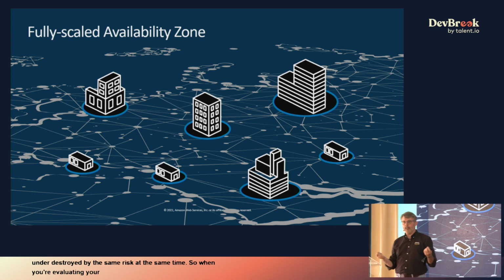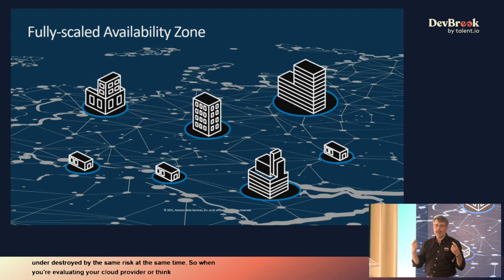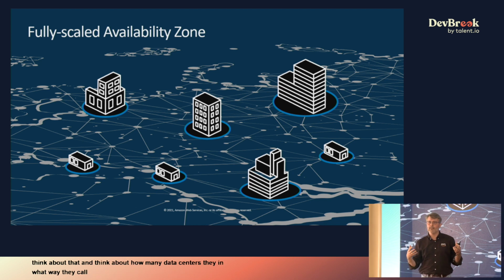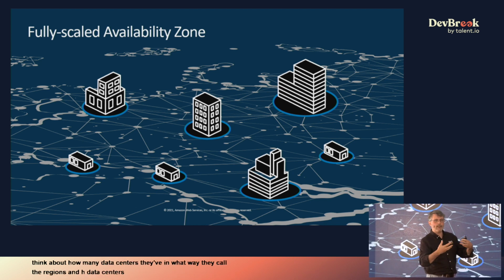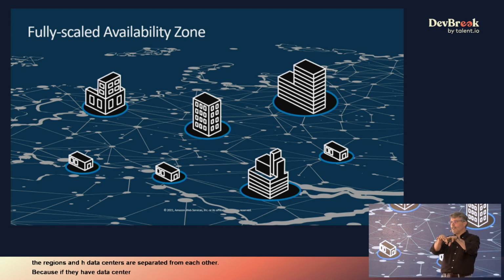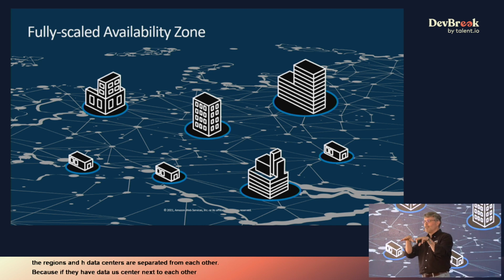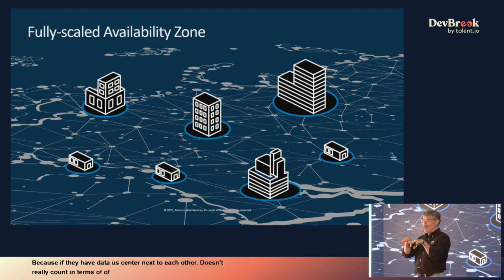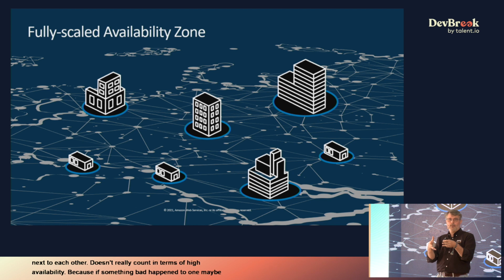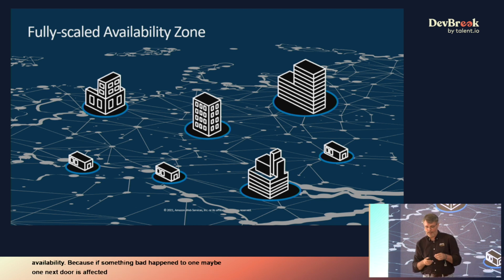So when you're evaluating your cloud provider, think about how many data centers they have in what they call regions and how these data centers are separated from each other. Because if they have data centers next to each other, it doesn't really count in terms of high availability. If something bad happens to one, maybe the one next door is affected as well.